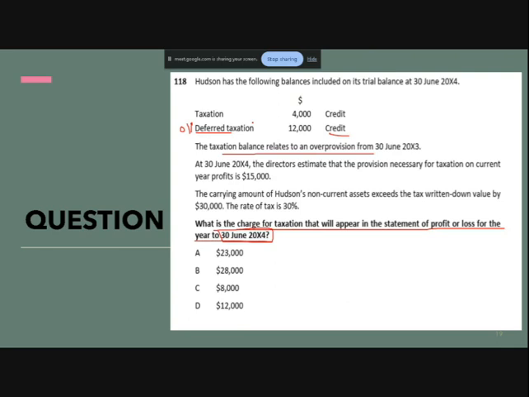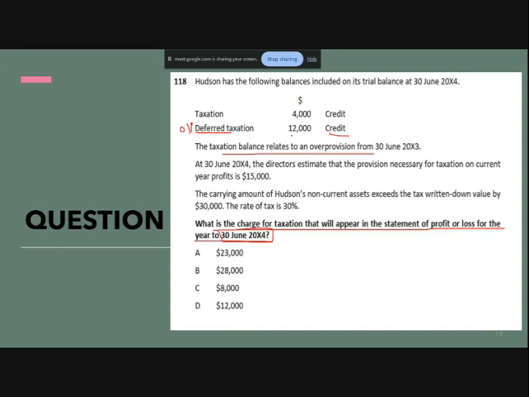23,000. So, would you say closing amount? 30. No. 21. So how come you got 21? Minus tax rate. I'm just asking you.